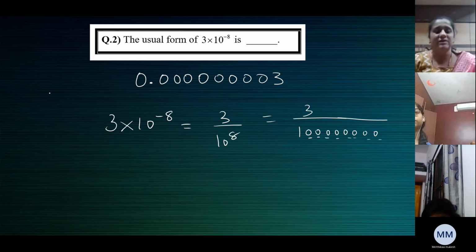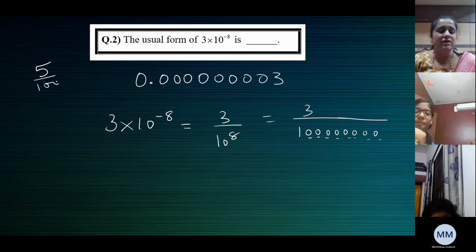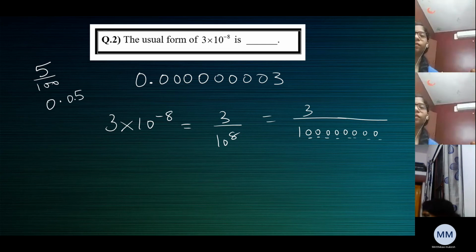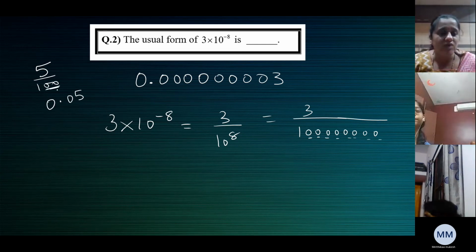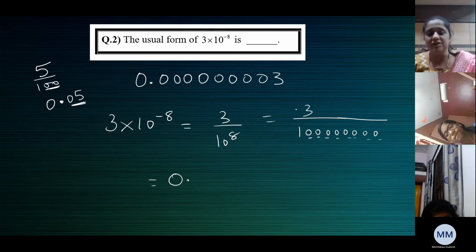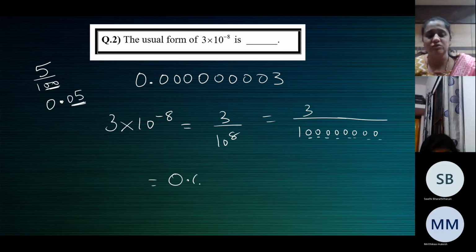Okay, you take a simple example. Whenever you're stuck here, you take a simple example. How will you write 5 by 100? What is 5 by 100? 0.05. So what's happening here? There are 2 zeros, so after the decimal point, you have 2 digits. Apply the same thing here. So it will be 0 point. After the decimal point, there should be 8 digits. But there's already 1 digit 3. So you should add 7 zeros. 1, 2, 1, 2, 1, 2, 1, and 3.